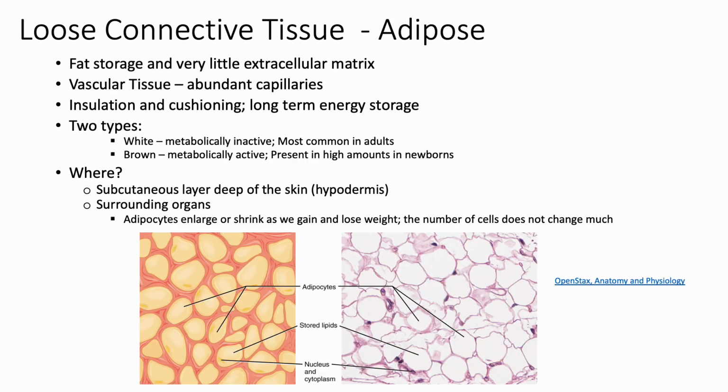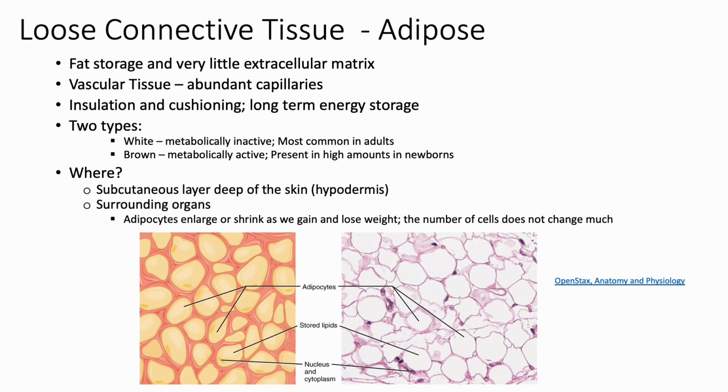All right, now we're going to go through the types of loose connective tissue. We're going to start with loose connective tissue. So we're in connective tissue proper, loose connective tissue, and our first example is adipose. Okay, so adipose is going to be storage of fat. Okay, these cells are going to have very little extracellular matrix because the majority of these cells is just filling up with fat droplets. Now, these are very vascularized. In other words, there's a lot of capillaries that are found in adipose tissue.